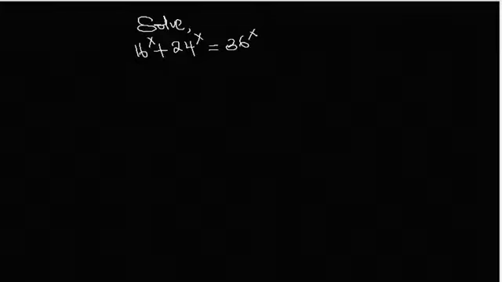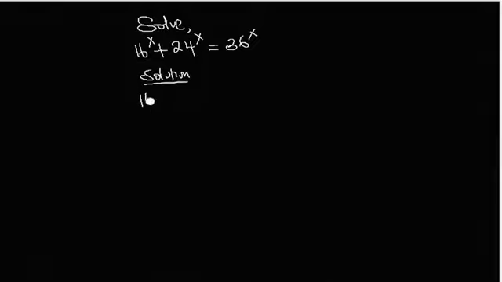Today we want to solve this nice exponential equation: 16 to the power of x plus 24 to the power of x equals 36. And the first thing we are going to do to be able to solve this is to divide through it by 36 to the power of x.